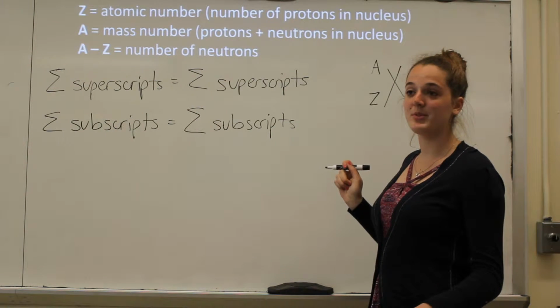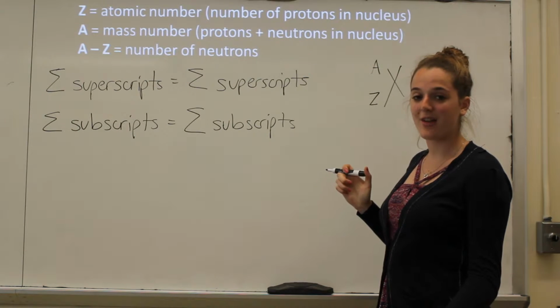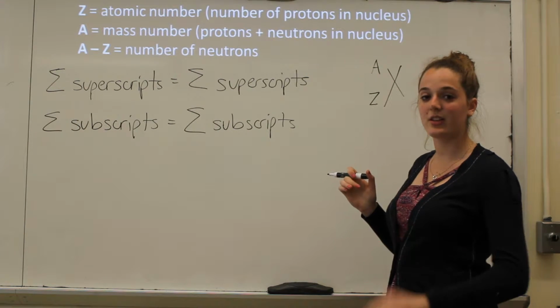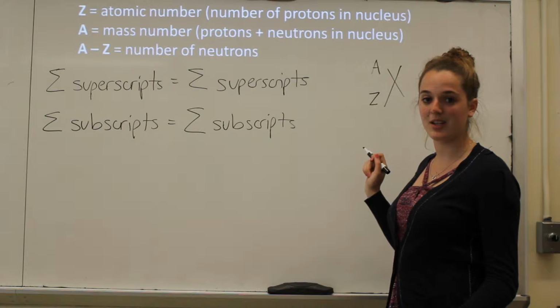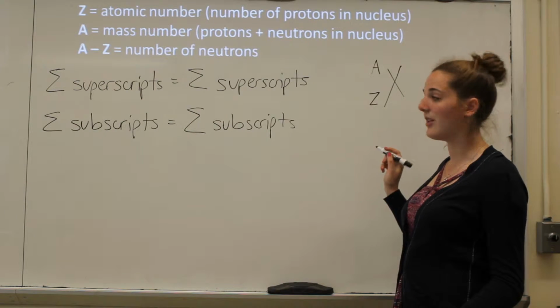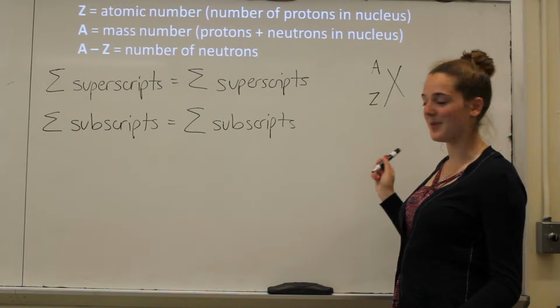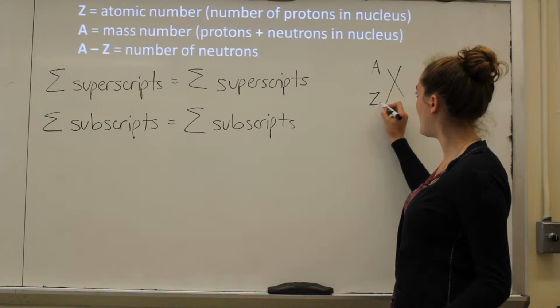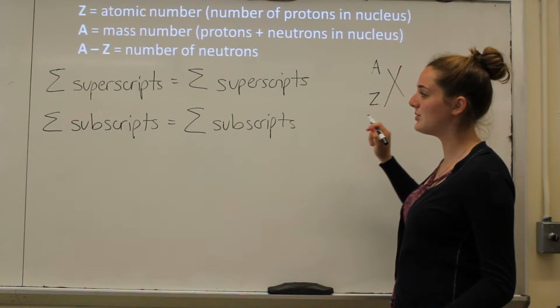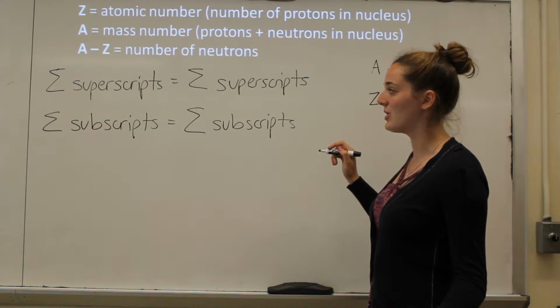This is because different forms of elements have different numbers of neutrons that vary slightly, but the number of protons always stays the same, so that's why we identify elements by their atomic number. So with this notation in mind, we will proceed to balancing radioactive decay equations.